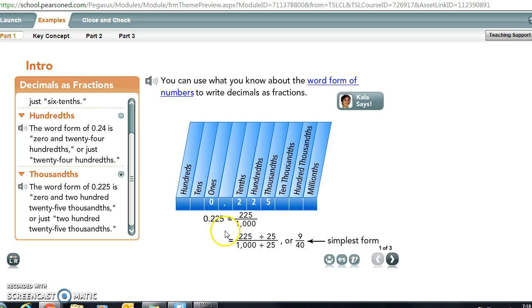So you might be saying, well, could I just take 5 out first and then try and figure out what else can come out? Yes, but they found your GCF is 25. So to put this in simplest form, you get 9/40.